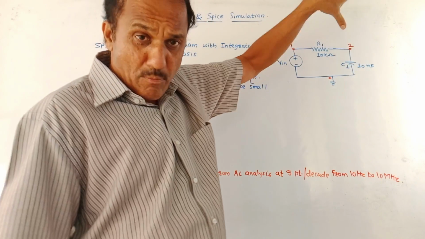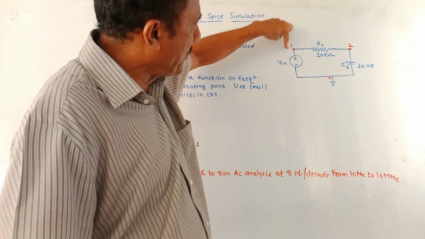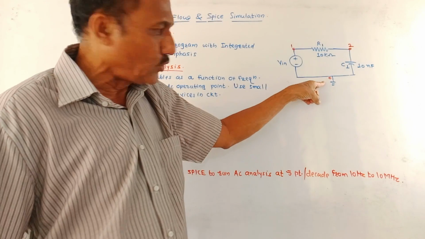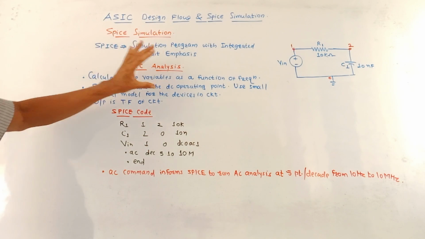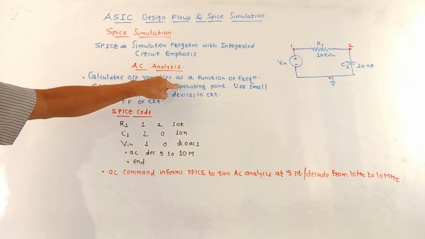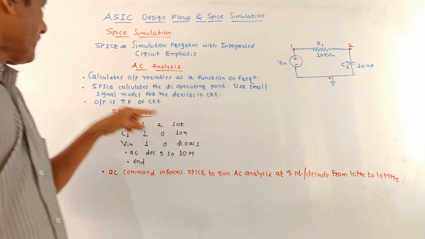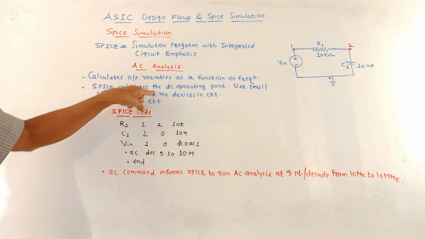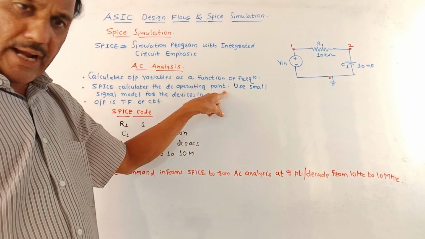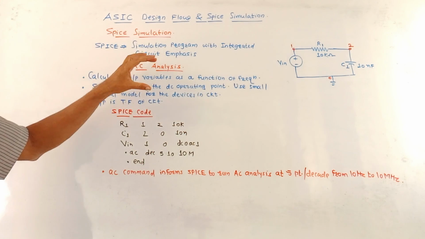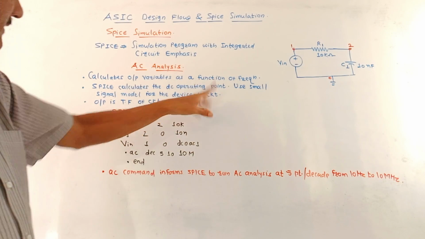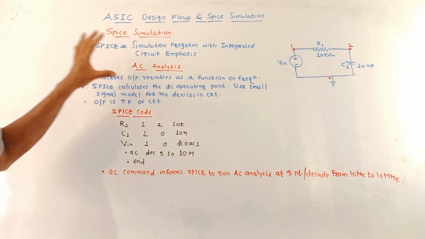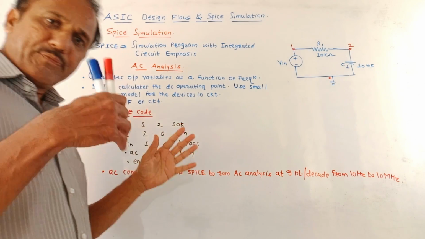I have marked certain points in the circuit. This is point 1, this is point 2, and this is node or point 0. So this AC circuit analysis calculates the output variable as a function of frequency. SPICE calculates the DC operating point and makes use of a small signal model for all the devices, non-linear devices in the circuit. The output is usually in the form of the transfer function of the circuit.